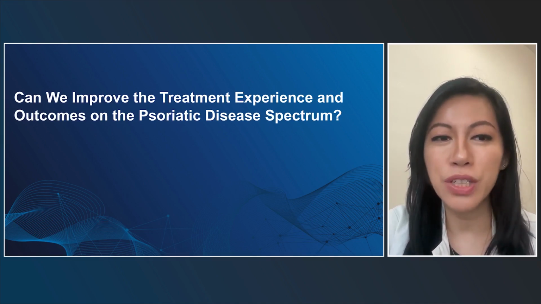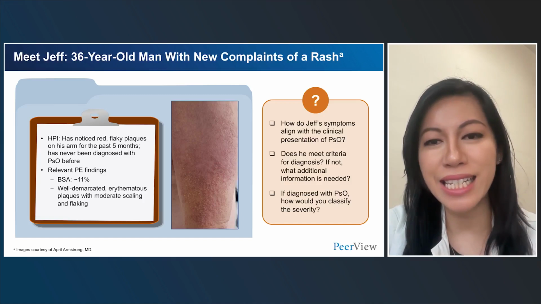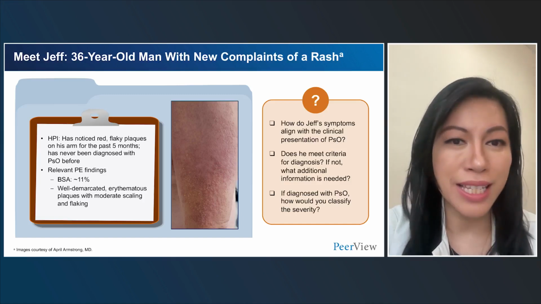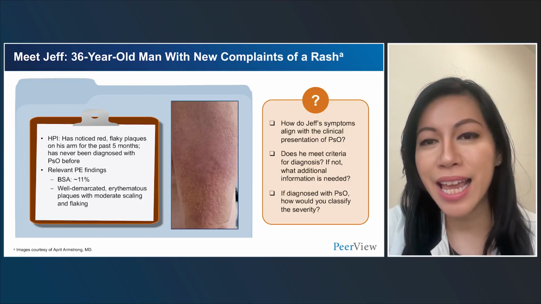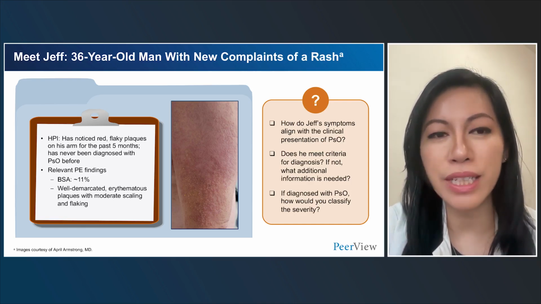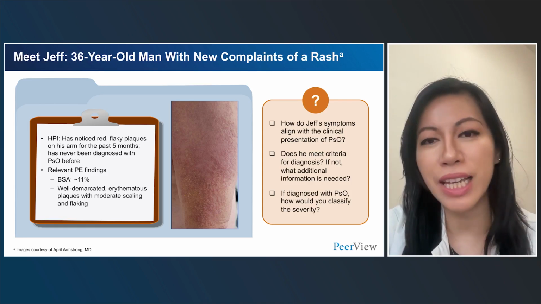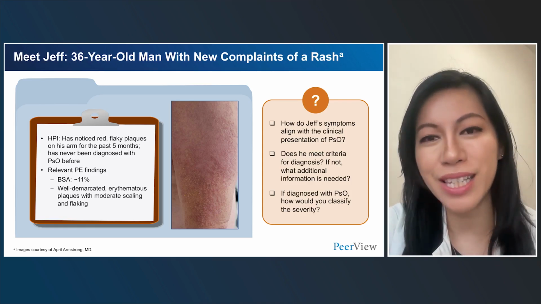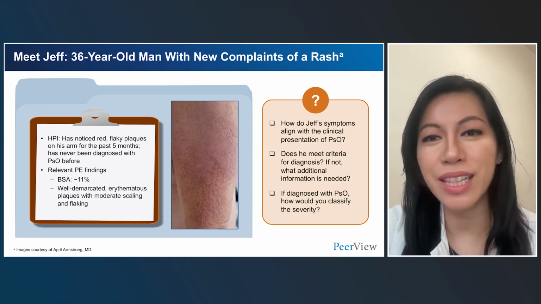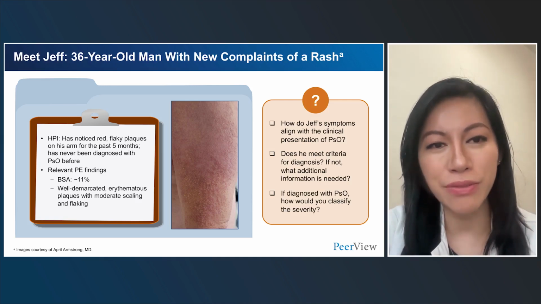So first, let's think about a question. Can we improve the treatment experience and outcomes on the psoriatic disease spectrum? When we think about psoriatic diseases, we talk about psoriasis as well as psoriatic arthritis, and they come in different morphologies and different severities. We're really going to contextualize all of this in terms of patient cases. Hopefully, as we go through these cases, you can think about your own patients as well and identify some of your patients in the cases that we will go over. So first, let's meet Jeff.